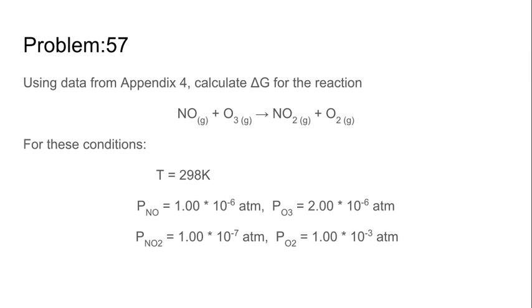Now, free energy. If you want to follow along with this, you have to flip over to chapter 16, exercises, pages 785 and 786. Now, problem 57. Using data from Appendix 4, calculate the delta G value for the reaction. For these conditions, T is equal to 298 K, the pressure of NO is equal to 1 times 10 to the negative 6 atm, the pressure of O3 is equal to 2 times 10 to the negative 6 atm, the pressure of NO2 is equal to 1 times 10 to the negative 7 atm, and the pressure of O2 is equal to 1 times 10 to the negative 3 atm. Yep, that's a mouthful.